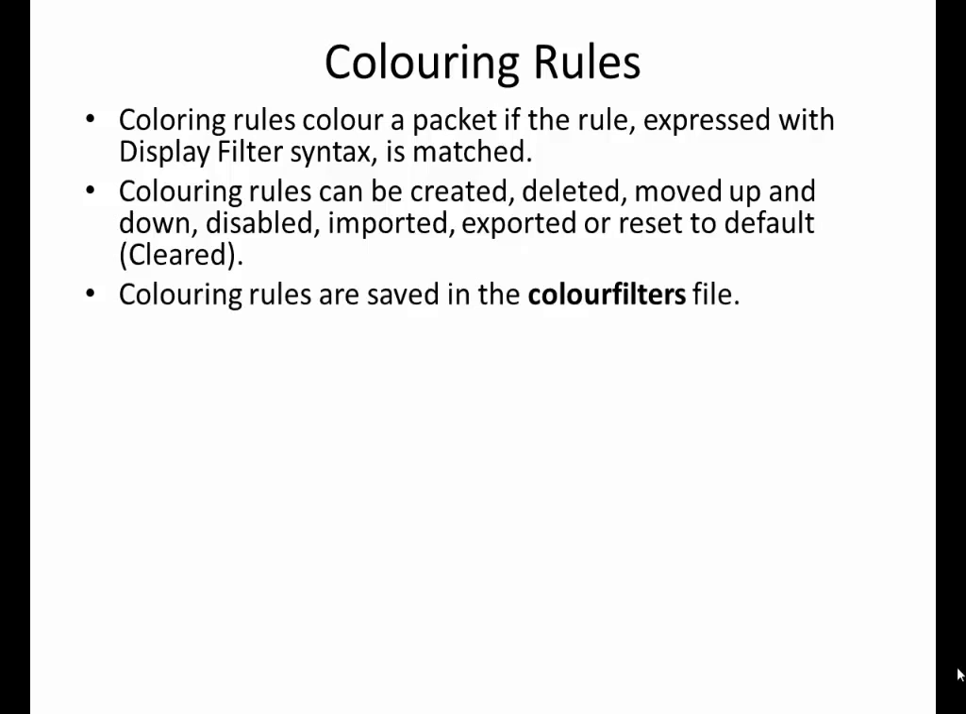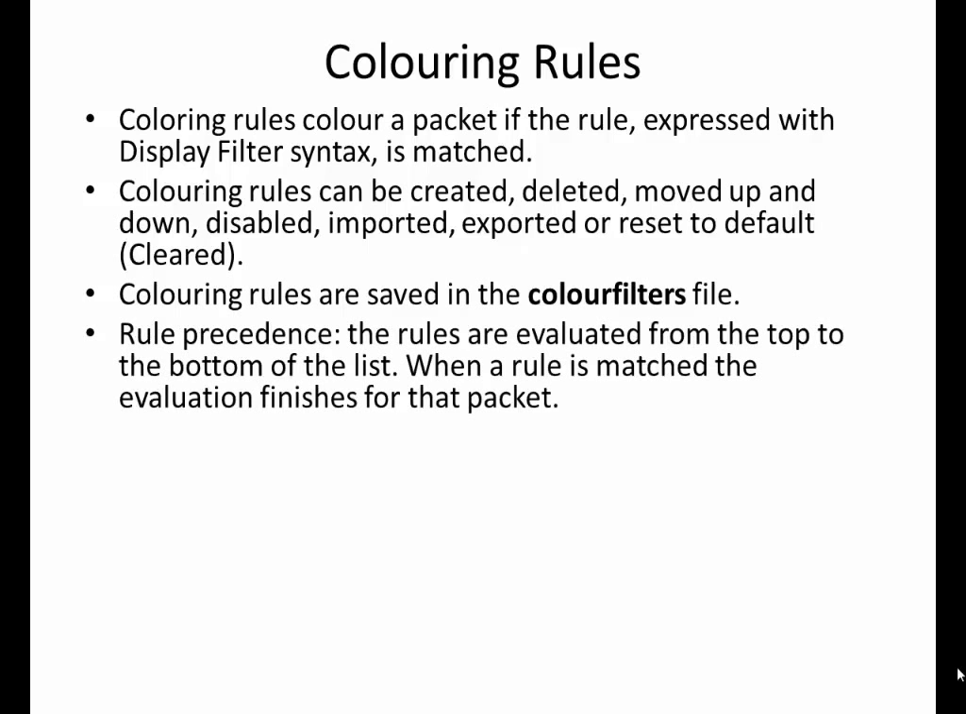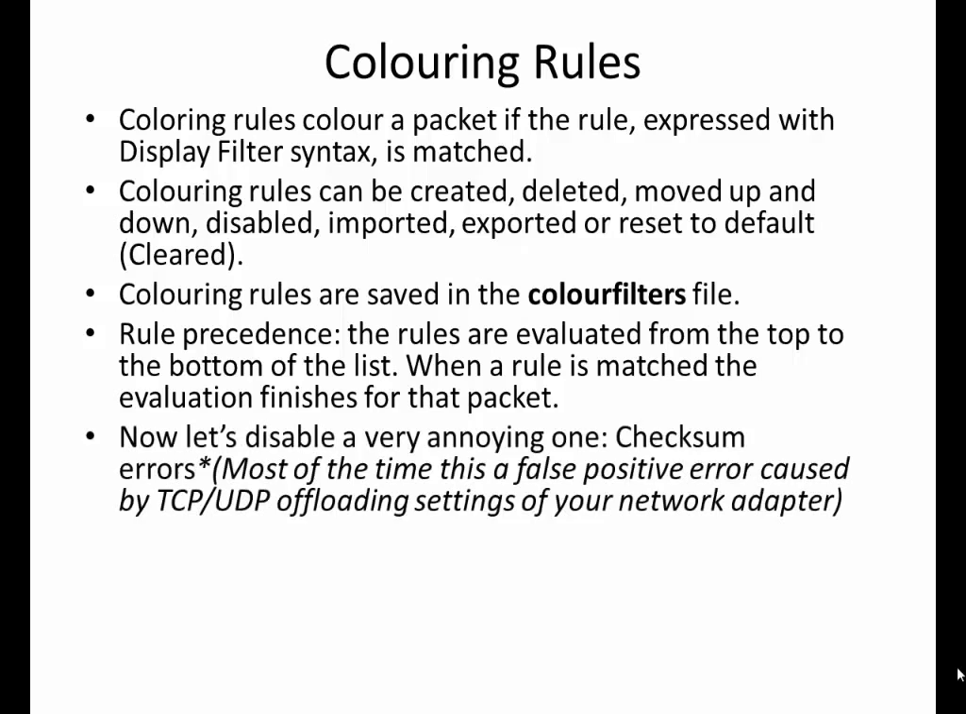The coloring rules are saved in a file called colorfilters. The rules, as I said before, have a precedence. So the rules are evaluated from the top to the bottom of the list. When a rule is matched, the evaluation finishes for that packet. So the packet will never have two different colors at the same time. We evaluate from the top to the bottom, we find the rule matching the packet, and then we stop the evaluation.